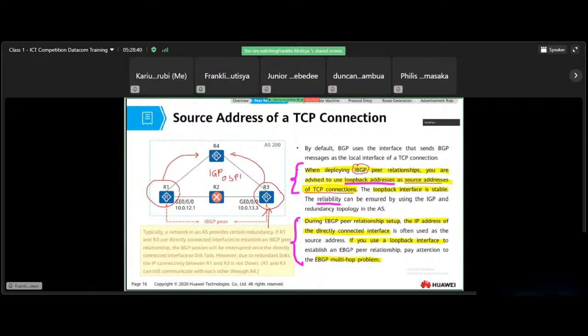The aim will be to distribute BGP routes in the autonomous system.